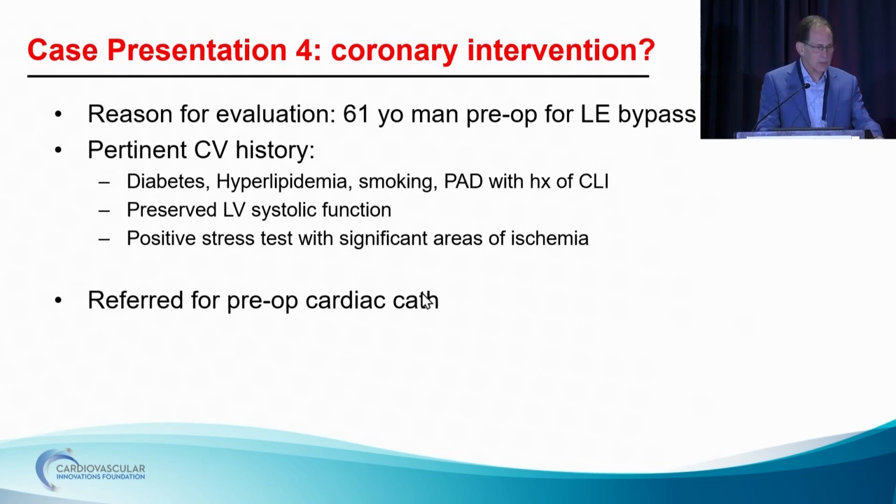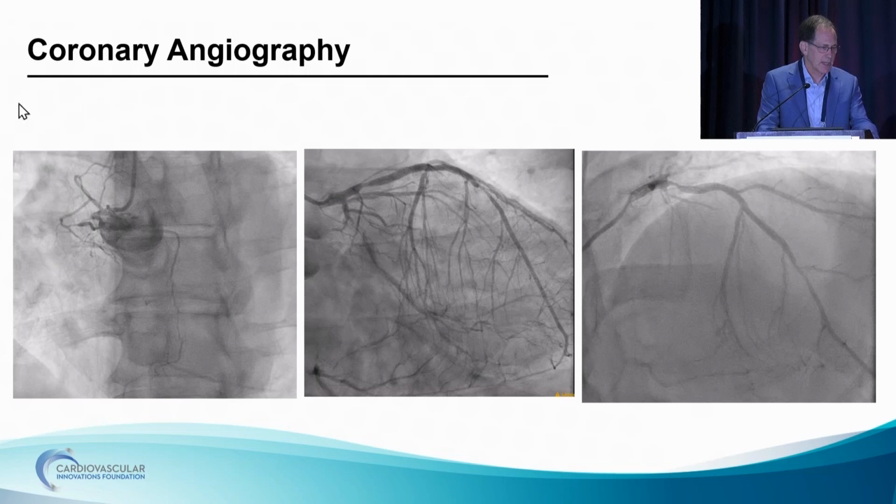Okay, fourth case, 61-year-old man, pre-op last week for a lower extremity bypass for acute limb ischemia. Pertinent history, he's a diabetic, hyperlipidemia, smoking, history of CLI in the other leg, preserved function, positive stress test, significant areas of ischemia. What do you think we're going to find? Triple vessel disease, right? Occluded right, high-grade complex circ, probably a subtotal occlusion of this big marginal.